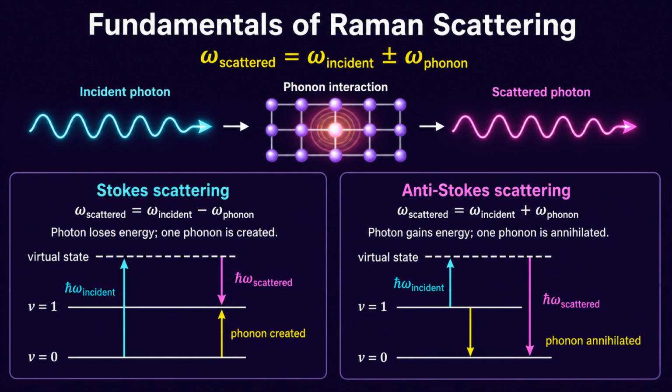Raman scattering is an inelastic light scattering process where incident photons interact with phonons in a material. The scattered light frequency is shifted by the phonon energy. Omega scattered equals omega incident plus or minus omega phonon. For chiral phonon detection, the key innovation is using circularly polarized light to probe phonon angular momentum.